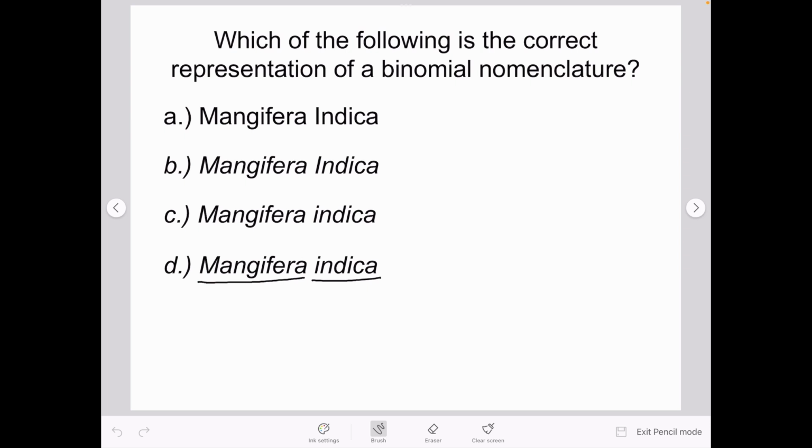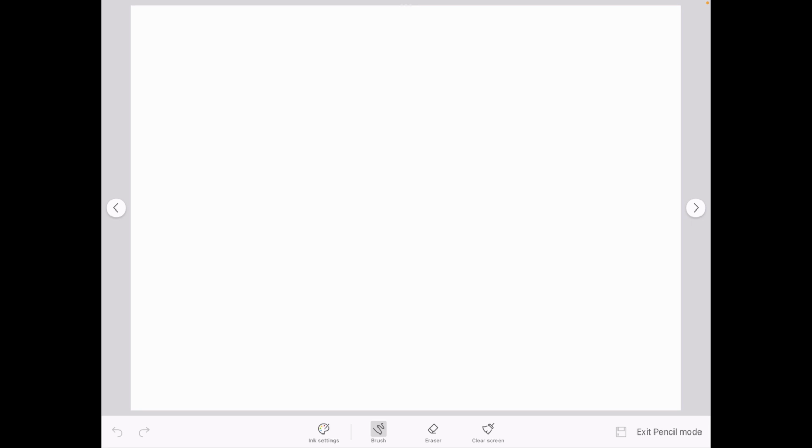Which of the following is the correct representation of a binomial nomenclature? These are your options: Option A, B, C, and D. Before we get back to the question, we have to first revise the rules of binomial nomenclature. So what are the rules of binomial nomenclature?